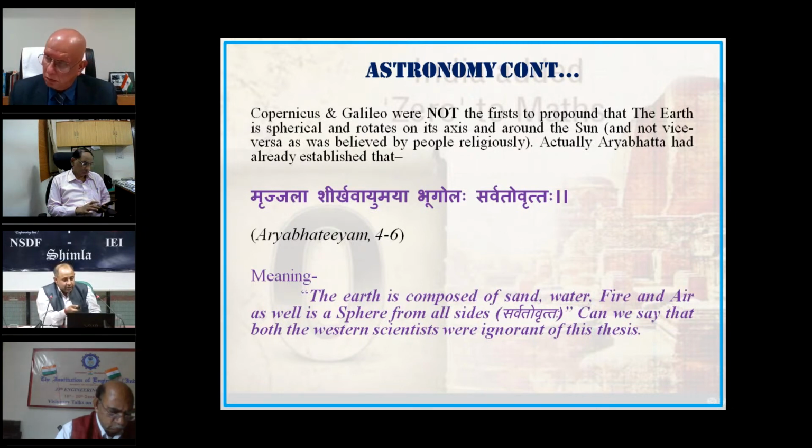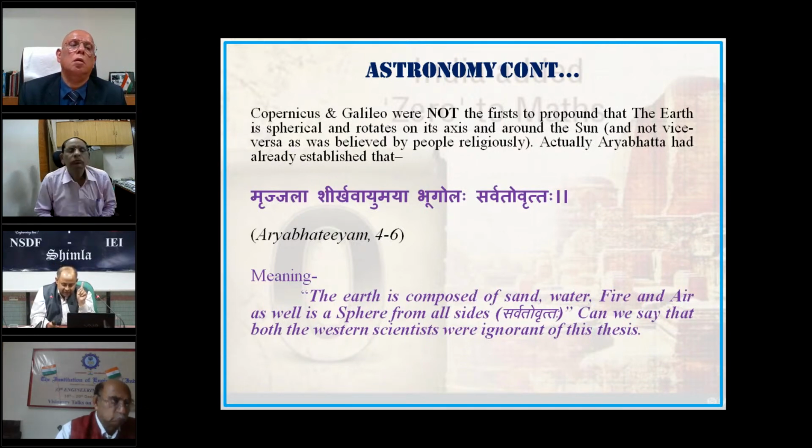You see what they are mentioning. Mrij jala shirk vayu maya bhugor sarvo vritha. This means Mrij means bhumi, jala means water, shirk means fire, vayu means air, and maya means akash. So our Earth is composed of these 5 elements, and sarvo vritha, Earth is spherical in shape. So it is mentioned in the Aryabhatiya in the 5th century AD. And now Ptolemy, Galileo and Copernicus are saying the same thing maybe in 1500 AD and 1600 AD. So who are the actual discoverers? It's the Indians. It's not like anybody else discovered all these things.